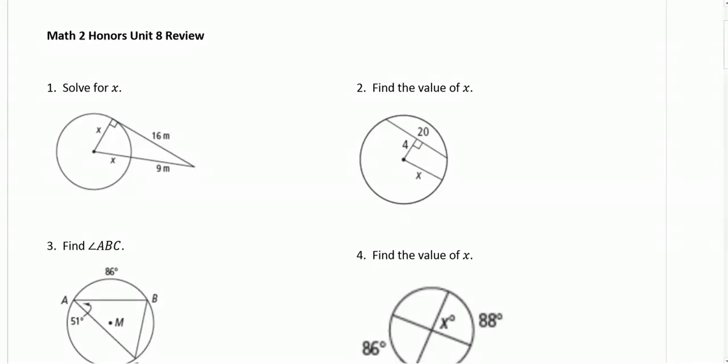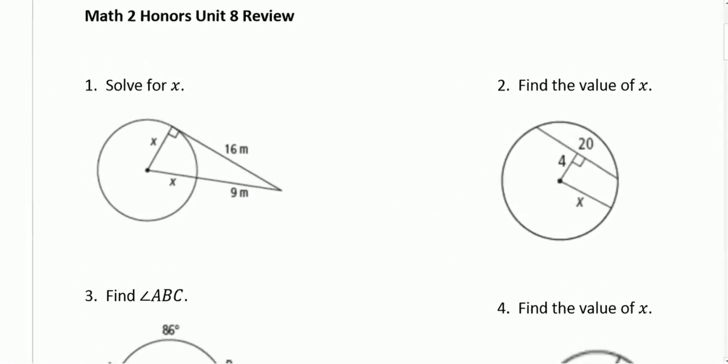This is the Math 2 Honors Unit 8 review, and we are looking at number 1. We have this right triangle drawn, and we're looking for the value of x. We can use the Pythagorean theorem, which says x squared plus 16 squared is equal to the hypotenuse squared, and the hypotenuse is x plus 9. So x plus 9 is my hypotenuse, and then quantity that squared.